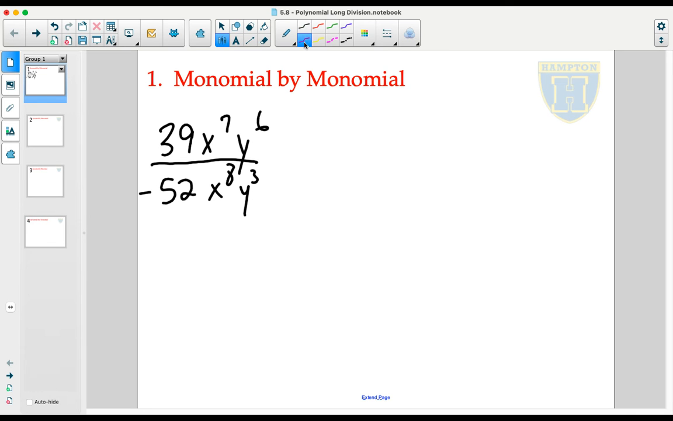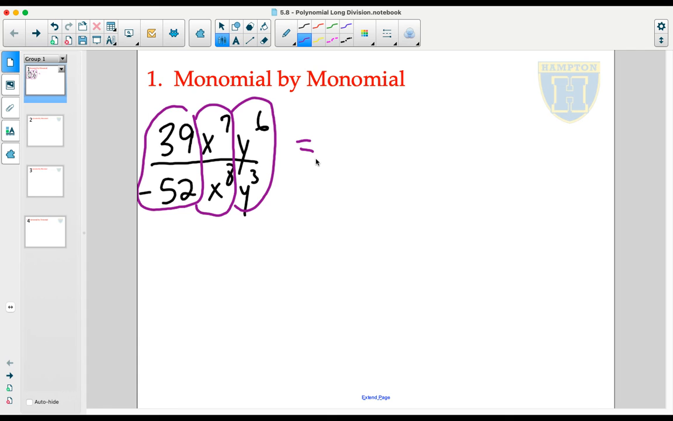When dividing a monomial by another monomial, it's oftentimes easiest to consider each part of the monomial against its denominator counterpart. So when we look at this, we're going to look at these two together, these two together, and these two together. And we're going to use our normal rules for simplification in order to do each one of those divisions. 39 and 52 are both divisible by 13.